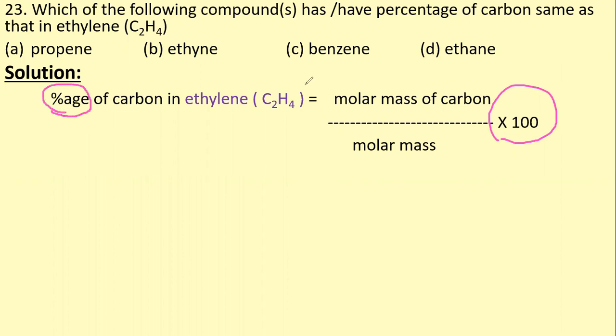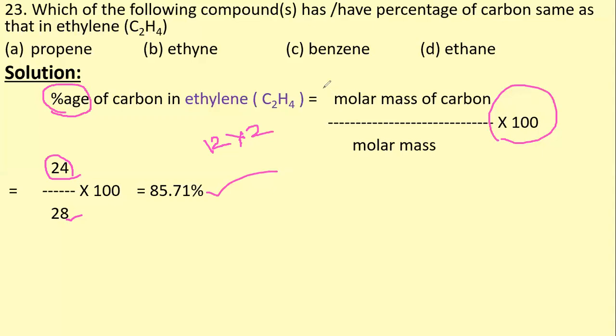So now here you see the molar mass of carbon. Totally how many carbons are there? 2 carbons are there, so only here 24. One carbon is equal to 12, and for 2 carbons it is 12 into 2, which equals 24. And here the molar mass of ethylene is 24 for carbon and 4 for hydrogen, which is simply 24 plus 4 equals 28. That is into 100, which gives the percentage.